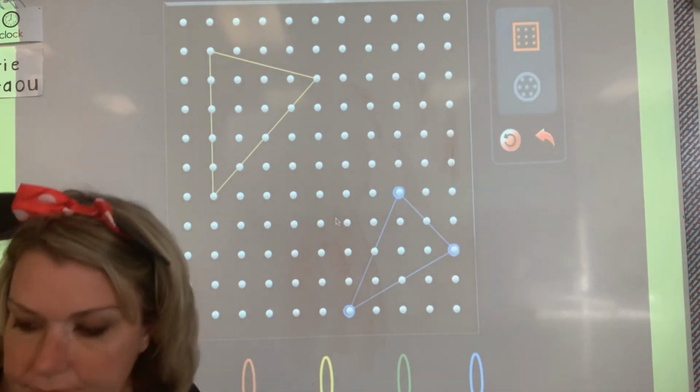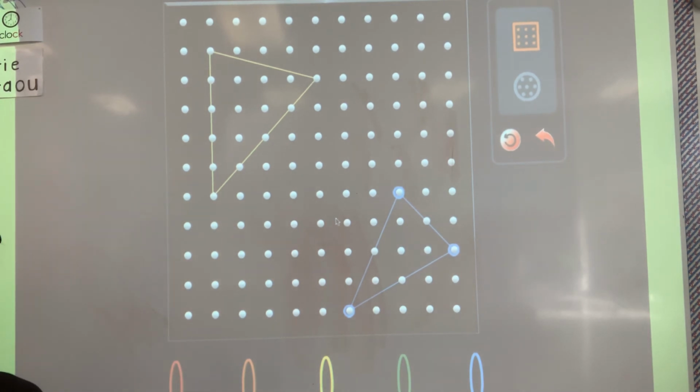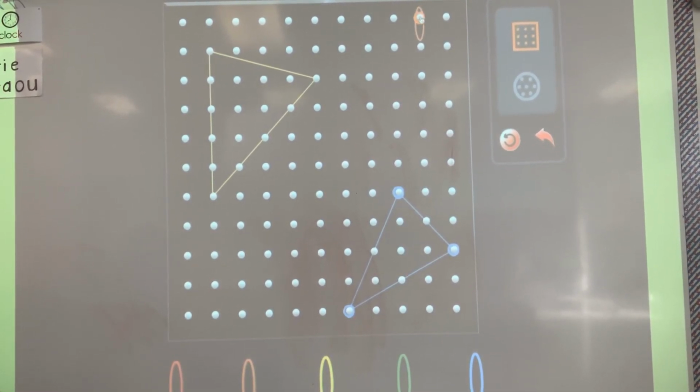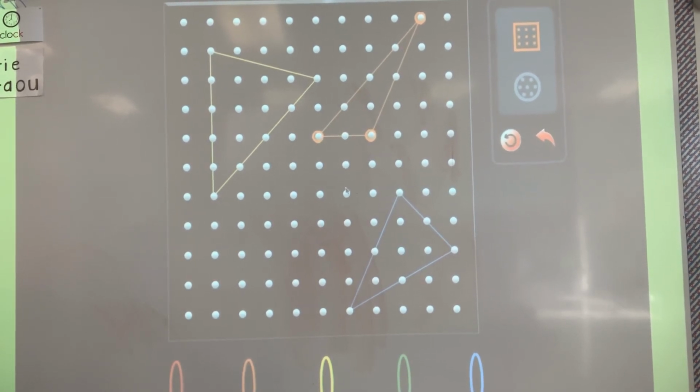I bet you made some awesome triangles. Let me show you a triangle that my friend made over here. Look, here's an orange rubber band. My friend did this. Whoa, that's a cool triangle. Look, 1, 2, 3 sides, and 1, 2, 3 corners. You can keep making more triangles if you'd like.